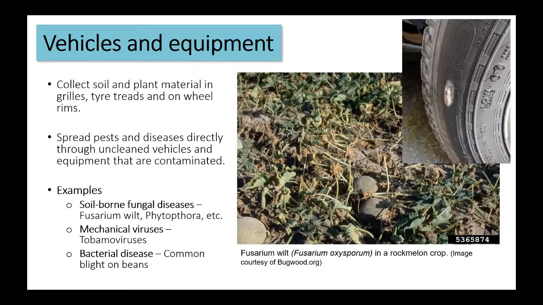So good vehicle and equipment hygiene is really important and allows you to reduce the risks of spreading any contamination onto your properties and into production areas. Commonly, soil-borne diseases like fusarium wilt are spread through unwashed vehicles. Viruses that are mechanically spread through contact, like Tobamoviruses, are also commonly spread through this pathway.